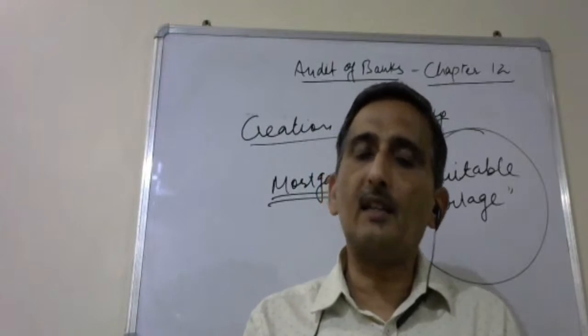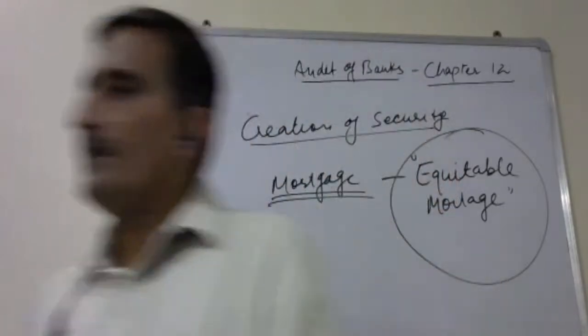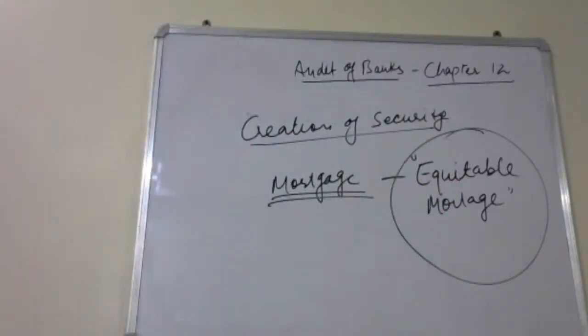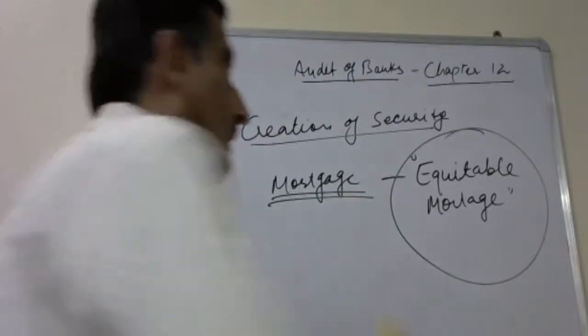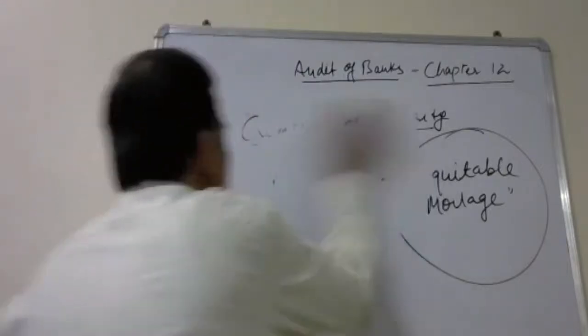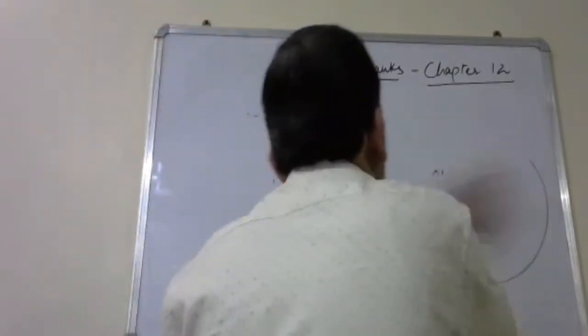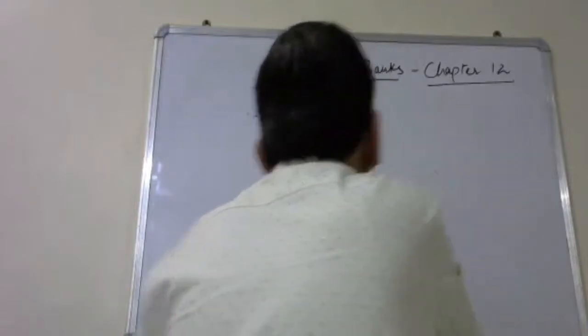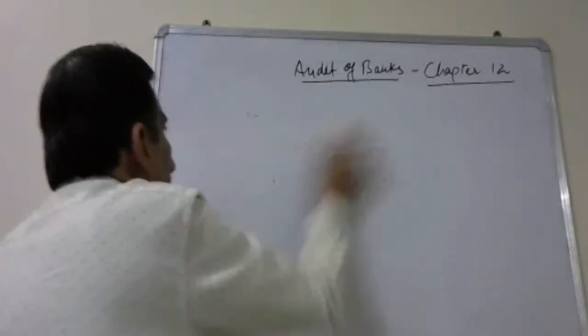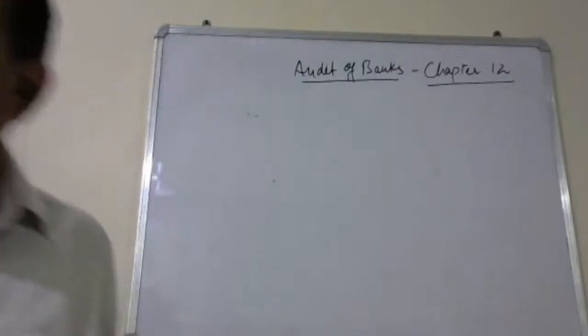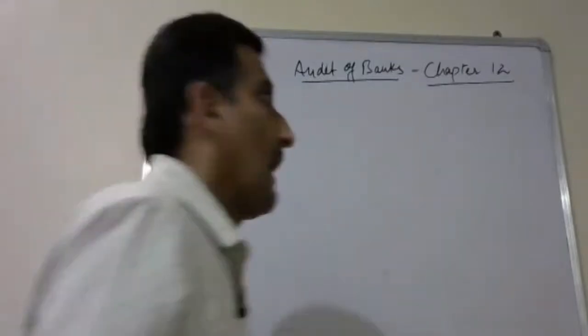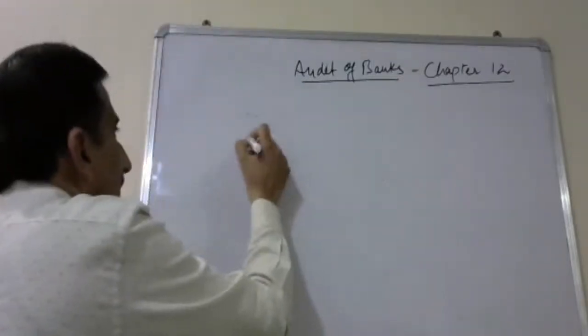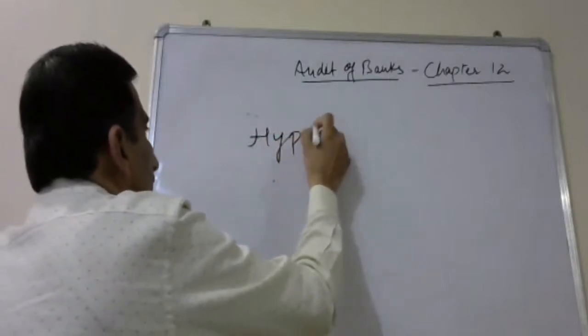Registered mortgage. And another term is hypothecation. Another term is hypothecation.